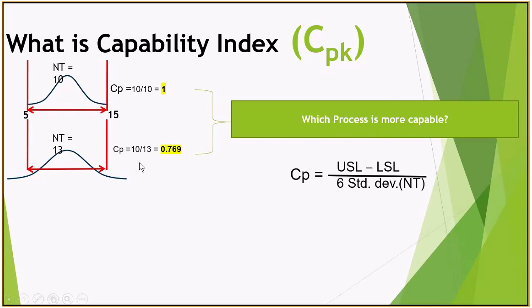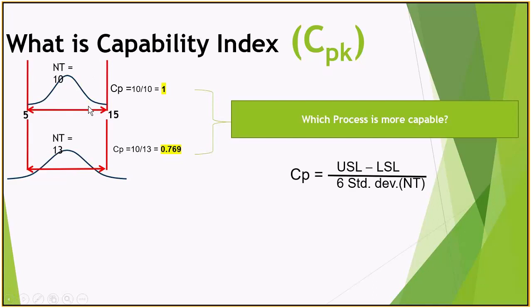You will say that because your CP value is also less, or from this bell curve you can see this process is going out of specification, so this process is less stable. You are right. So if your CP is 1 or greater than 1, please note my point, always your process tolerance will be less than your specification difference.